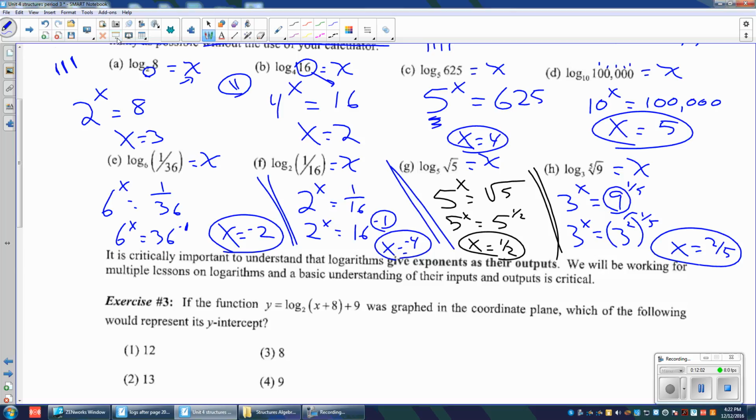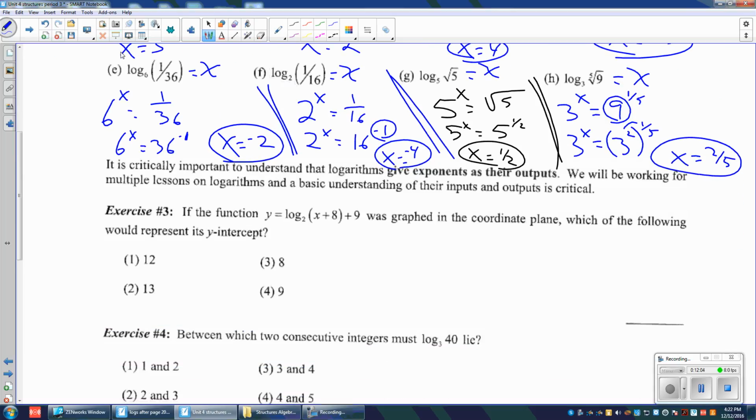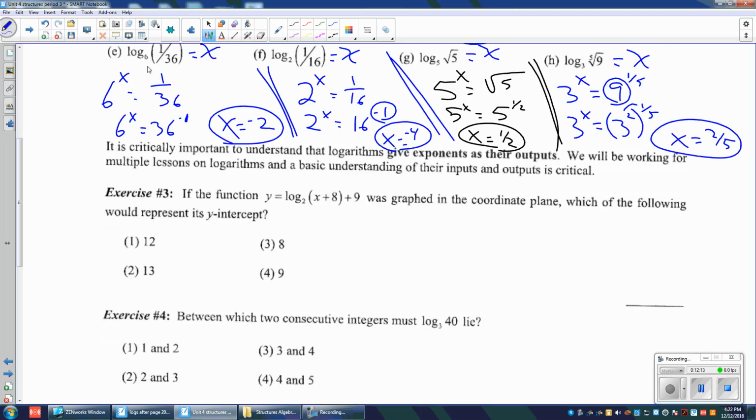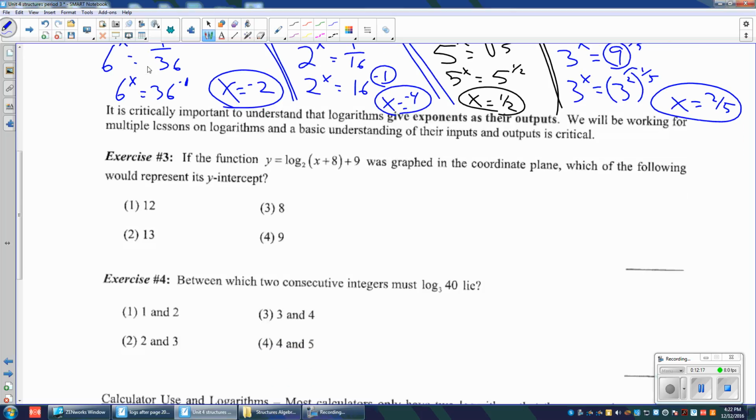Pretty neat. It's critically important to understand that logarithms give exponents as their outputs. That was the output. We'll be working on multiple lessons on logarithms, and basic understandings of the inputs and outputs is critical. So here we go.